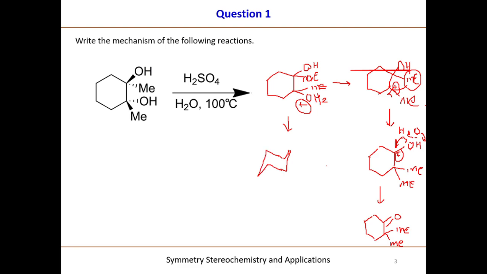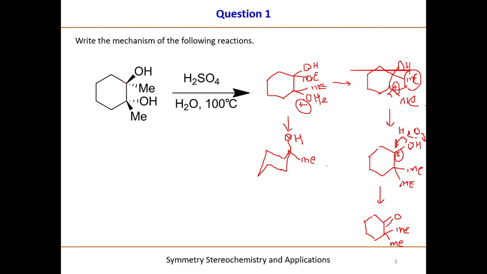This is a chair conformation. So here we have an OH group on axial position, I am drawing it. On axial position, OH group. So the OH and Me groups here are in opposite directions. So on equatorial position we have the methyl group, correct?